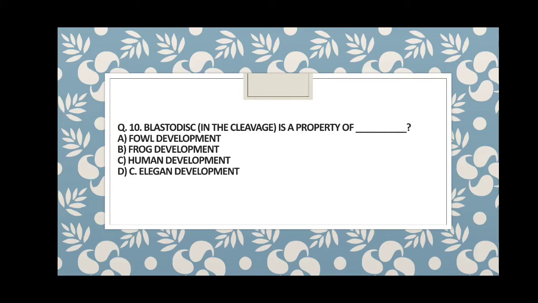So guys, blastodisc is found in fowl development, nothing related with frog development. Human development is alecithal, no yolk. Frog development, amphibians are microlecithal, with a less amount of yolk scattered in the egg, and C. elegans has no such relation. So fowl egg is the best answer.